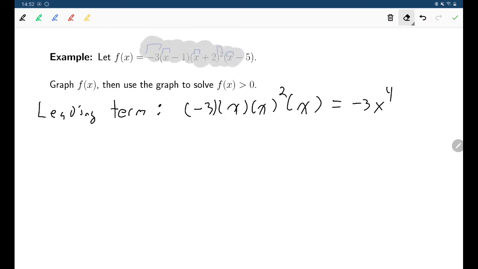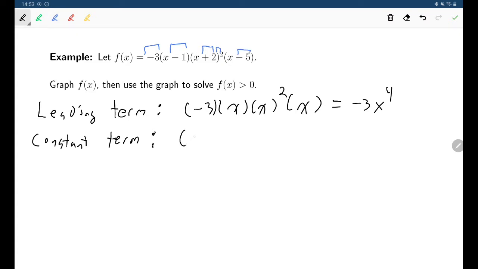The other thing that we'll need to do is come up with our constant term, and for the constant term, we will take all of our constant terms and multiply them together. -3 is the constant term in the first factor, -1 is the constant term in the next factor, 2 is the constant term in the next factor, which is being squared, and -5 for the last factor. So our constant term is -3 times -1 times 2 squared, times -5. And if we were to multiply this all out, this would give us -60.